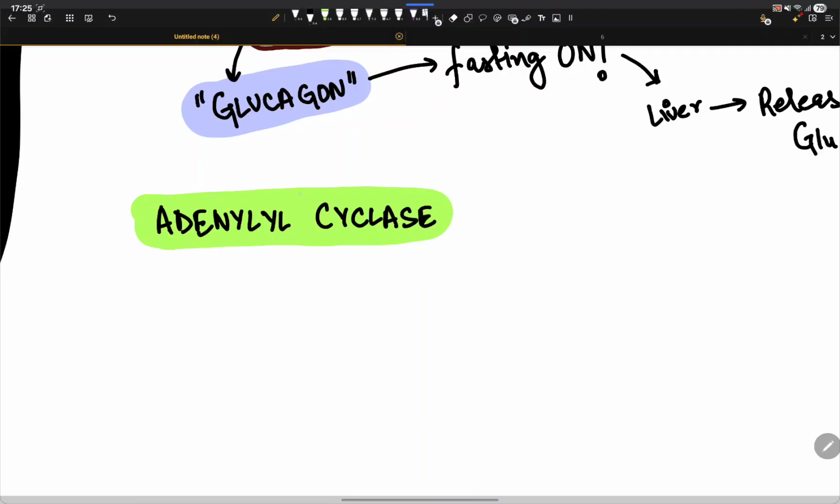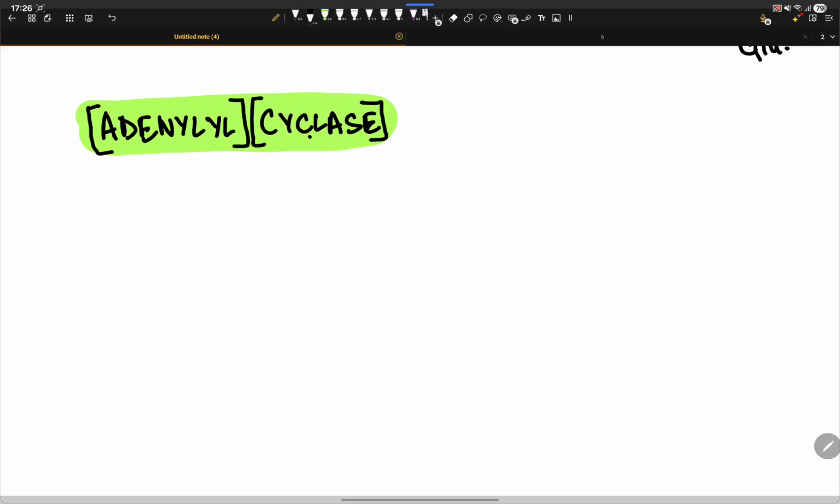Well, there are two parts in this whole word. We have the first part, adenylyl, and the second part is called cyclase. Now, what is cyclase? Cyclase is an enzyme whose job is to form a cyclic molecule, specifically converting ATP into cAMP. So cyclase converts ATP into cyclic AMP.